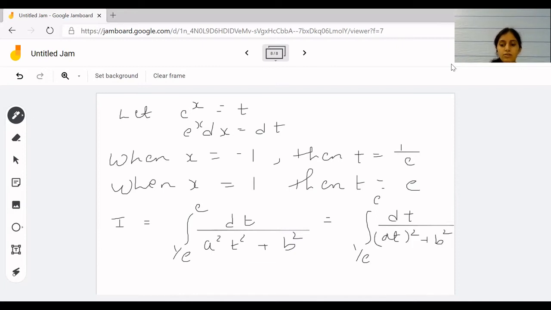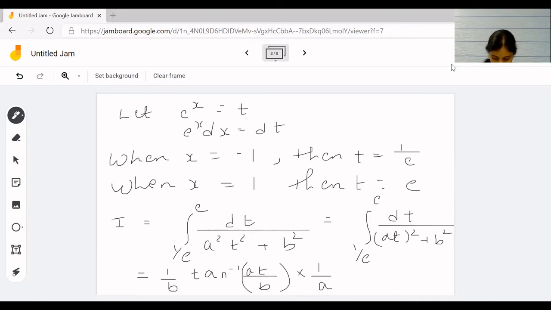Only difference is here t square has a coefficient a. So the answer would be the same, 1 upon a tan inverse x by a, same formula. But here the constant term is b, so we'll write 1 upon b in the integration. Now what is the formula? Tan inverse of x by a, right? Here x by a is at by b. Since t has a coefficient, we multiply by that coefficient into 1 by a.